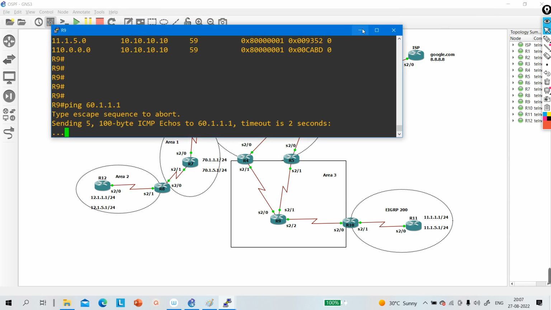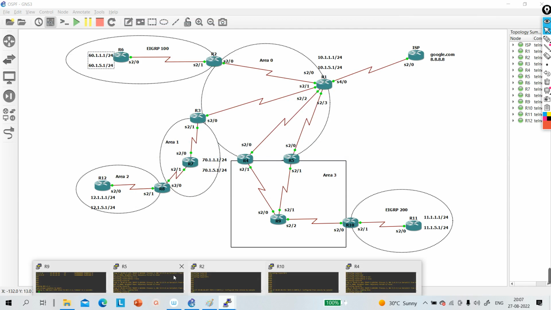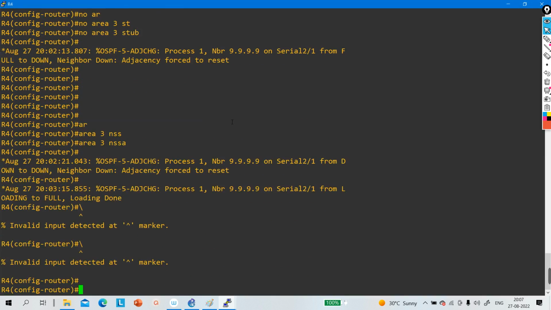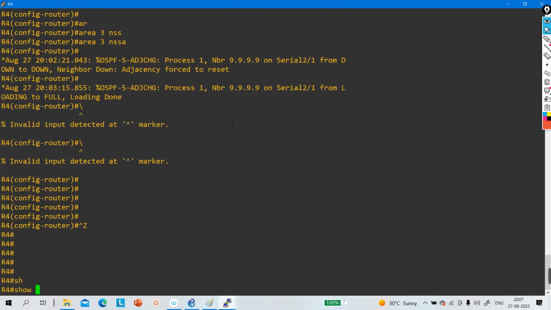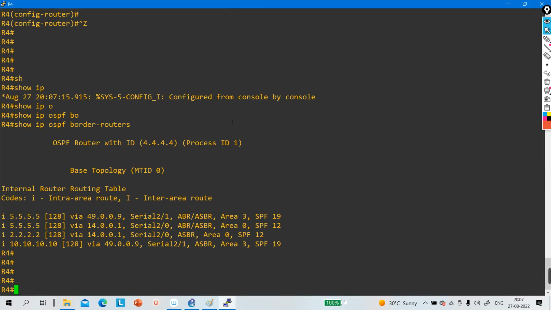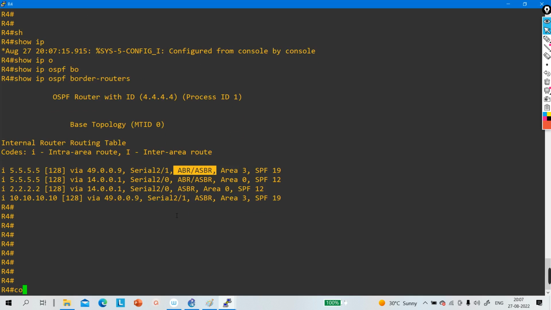So go to router number 4 and let me show you. Show IP OSPF border-router. If you run this command, you can see 10.10.10.10 is an ASBR, right? 2.2.2.2 is also an ASBR, and 5.5.5.5 is ABR as well as ASBR. So I have already run this command, I think, right?